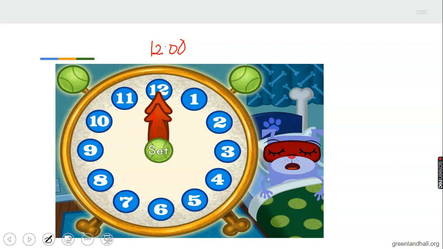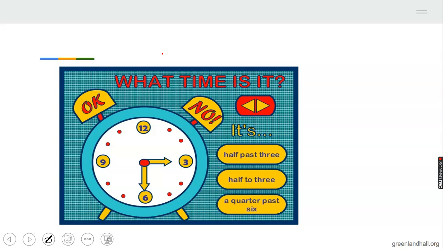What time is this one? Look at the long hand. That's half of 12. And that's what? Half past. Half past what? Half past. What's the hour? What's the number? The number is 3. So that's half past 3.